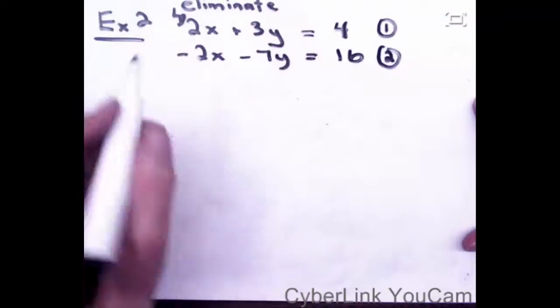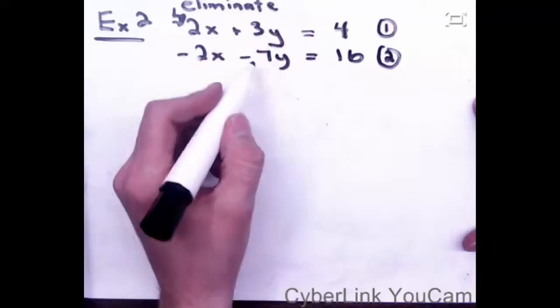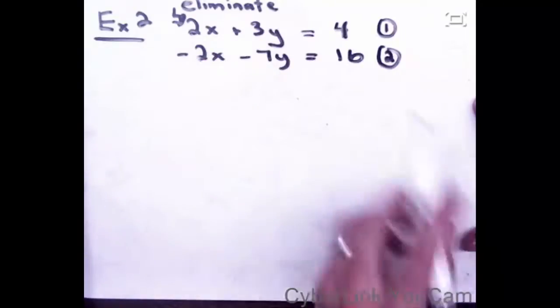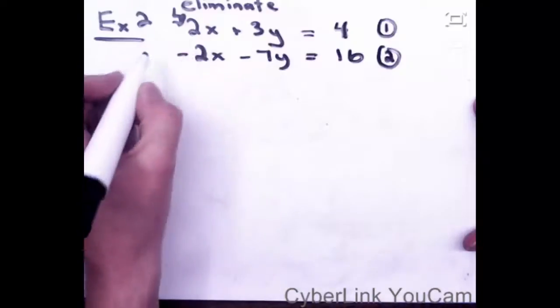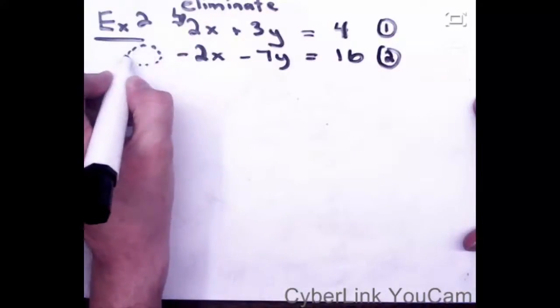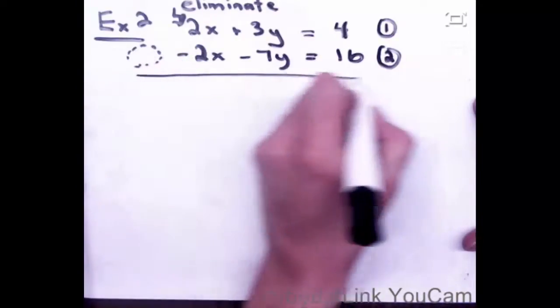Okay? The 3 and the 7, they're different, okay? And you would never eliminate the numbers. So now that we know we're going to eliminate the 2's, we put that box here, and we have to decide what to do to eliminate it.